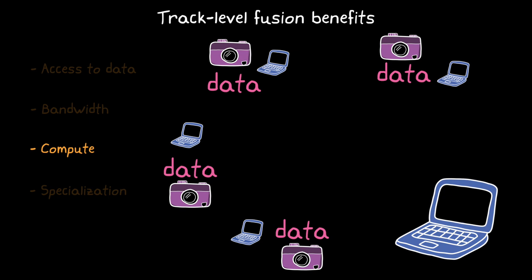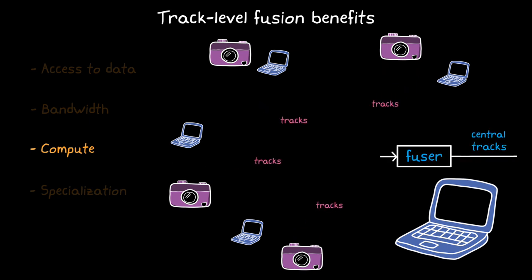However, if a local computer is processing its own sensor data, all of that initial processing is being done in parallel, distributed among many computers. And then the track fusion algorithm only needs to be able to process the much smaller track information, which can speed up the entire processing time considerably.